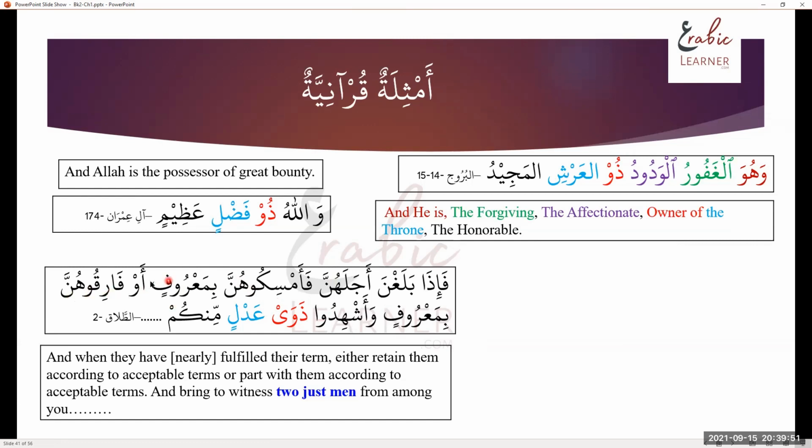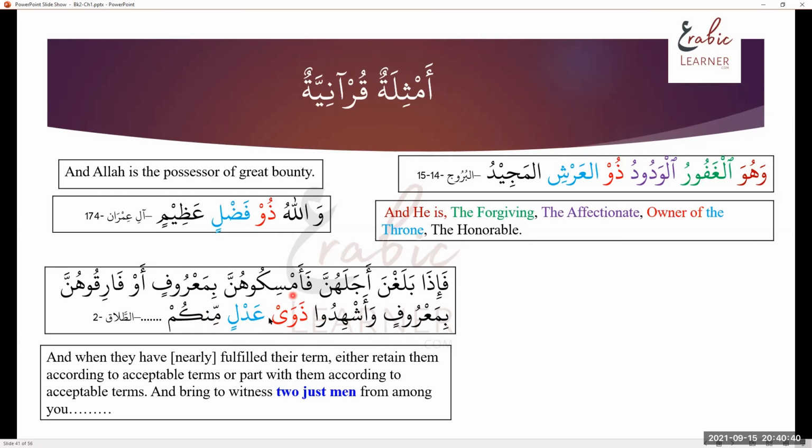Or fariquhunna, or leave them. So when the term is complete, you can leave them bi ma'ruf, nicely, means with acceptable terms. So don't do anything bad to them. Wa ashhidu, and bring witnesses. Zawai adlin, I told you, zawai is for dual, pair. Adl means just. So zawai adlin means two just men, minkum, from you, two just men from you.